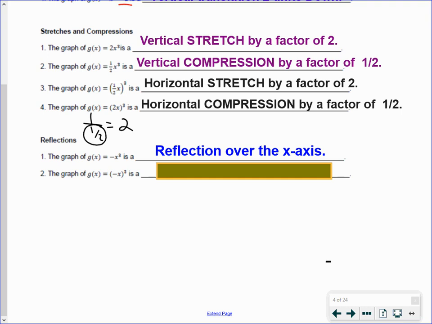Then graph g of x equals negative x cubed. That's going to be a reflection over the y-axis. That's because the negative is inside of the parentheses. We're affecting the x's. So you go from a positive x to a negative x, you have to go across the y-axis. That's why it's a reflection over the y-axis.